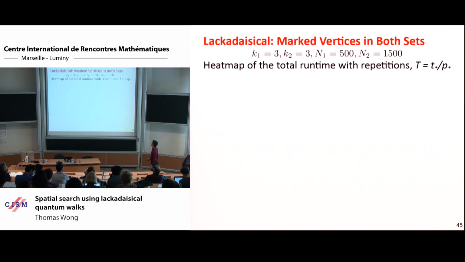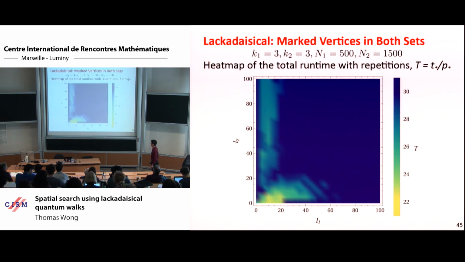And here's another set of values where there's the same number of marked vertices in each set, but the sets are different sizes. It looks like this. So you get a little bit of improvement here, but for most values of laziness, you don't get any improvement. So there's some limited improvement here. And again, this is open for proof if you want to try proving that. So it's an open question.